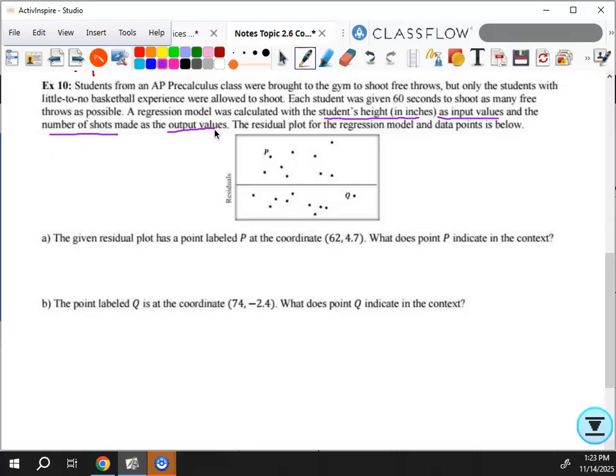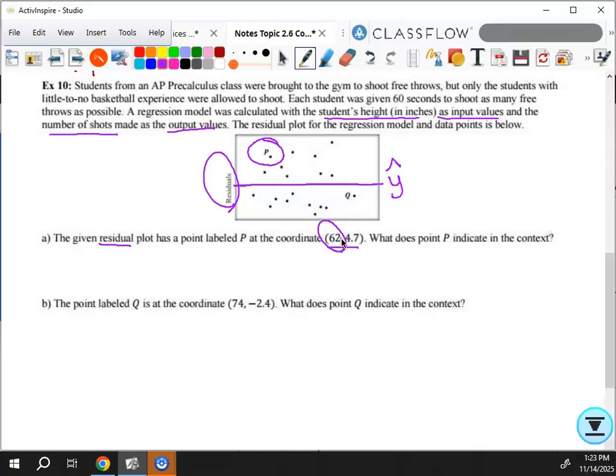So it says, given the residual plot, and again, this is residuals, has a point labeled P, here's point P, at the coordinate 62, 4.7. What does point P indicate in this context? So remember, when you were looking at a residual plot, whether it was exponential, quadratic, whatever the curve is that you had has been flattened out, and this is now your y hat, right? That is your new x-axis. And the x values still mean the same things. The input values are the same no matter what. So what does this 62 represent?